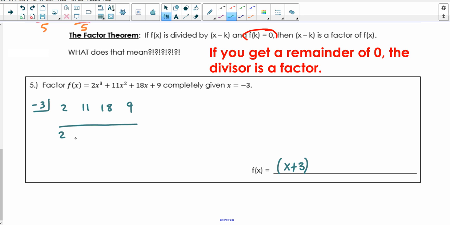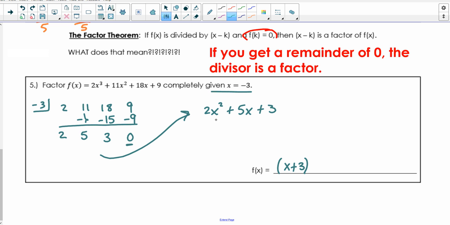Bring down the 2, multiply, add them up, multiply, add them up, multiply, and notice what I get as an answer. I get 0 as a remainder. If I didn't get 0, I would have done something wrong because it's telling me to factor this given that x equals negative 3, so it's telling me it's a solution. And the point of this was because if it's a remainder of 0, look what I'm left with. If I started with x to the third, then that 2 is 2x squared plus 5x plus 3 with a remainder of 0, or equals 0 since that equals my remainder.